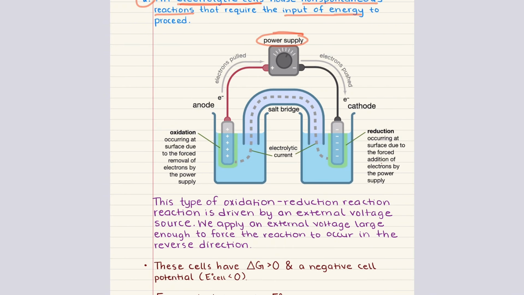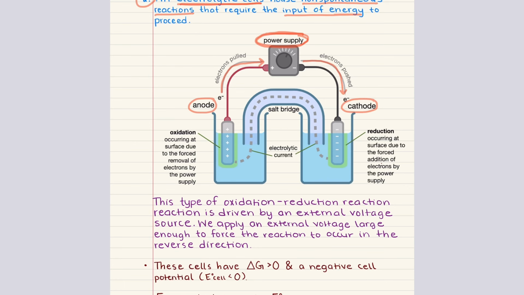The power supply must push electrons in the direction opposite to where they would naturally flow. So in the diagram here, you can see that the external power source is pulling electrons away from one electrode and pushing them towards the other. The electrode that loses electrons is still the anode, and the electrode that gains electrons is still the cathode. Those definitions never change. However, the polarity flips compared to a galvanic cell.